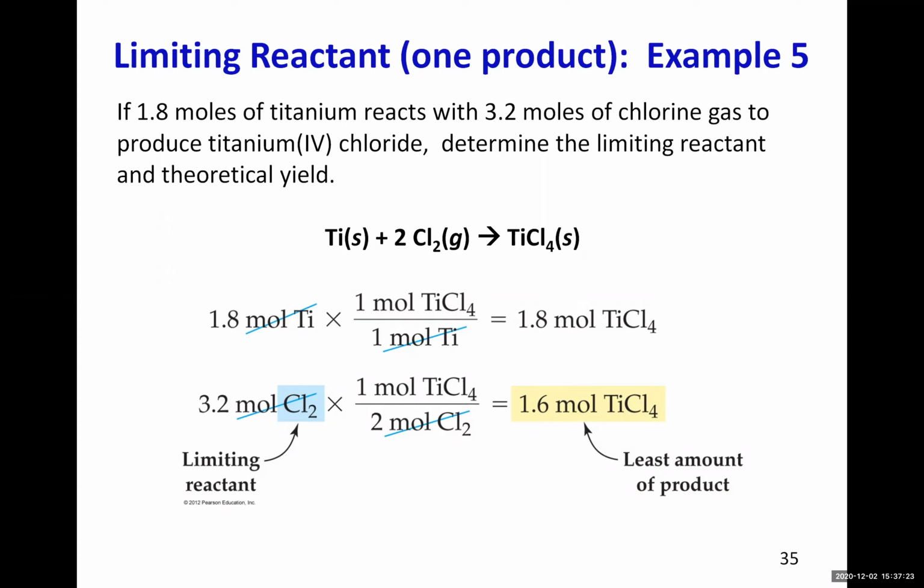And that's a smaller amount than 1.8. So the least amount of product that can be made is the 1.6 moles of titanium 4 chloride from the 3.2 moles of chlorine. So that means chlorine is the limiting reactant in this case, because it limits the amount of product that can be made. And then the amount of product that can be made here, the 1.6 moles of titanium 4 chloride, is the theoretical yield. So that answers the question.